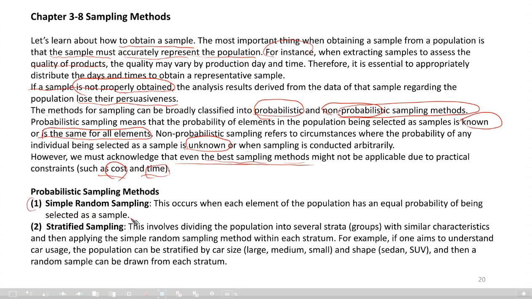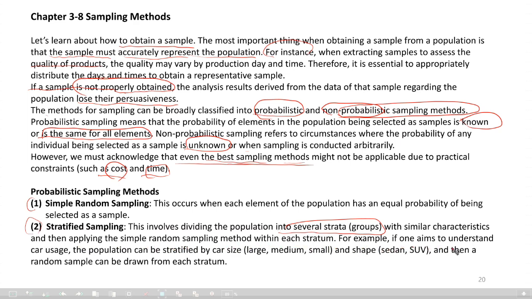One, simple random sampling. I think everybody knows this one. This occurs when each element of a population has an equal probability of being selected as a sample. Two, stratified sampling. This involves dividing the population into several groups, strata, with similar characteristics, and then applying the simple random sampling method within each group, stratum.